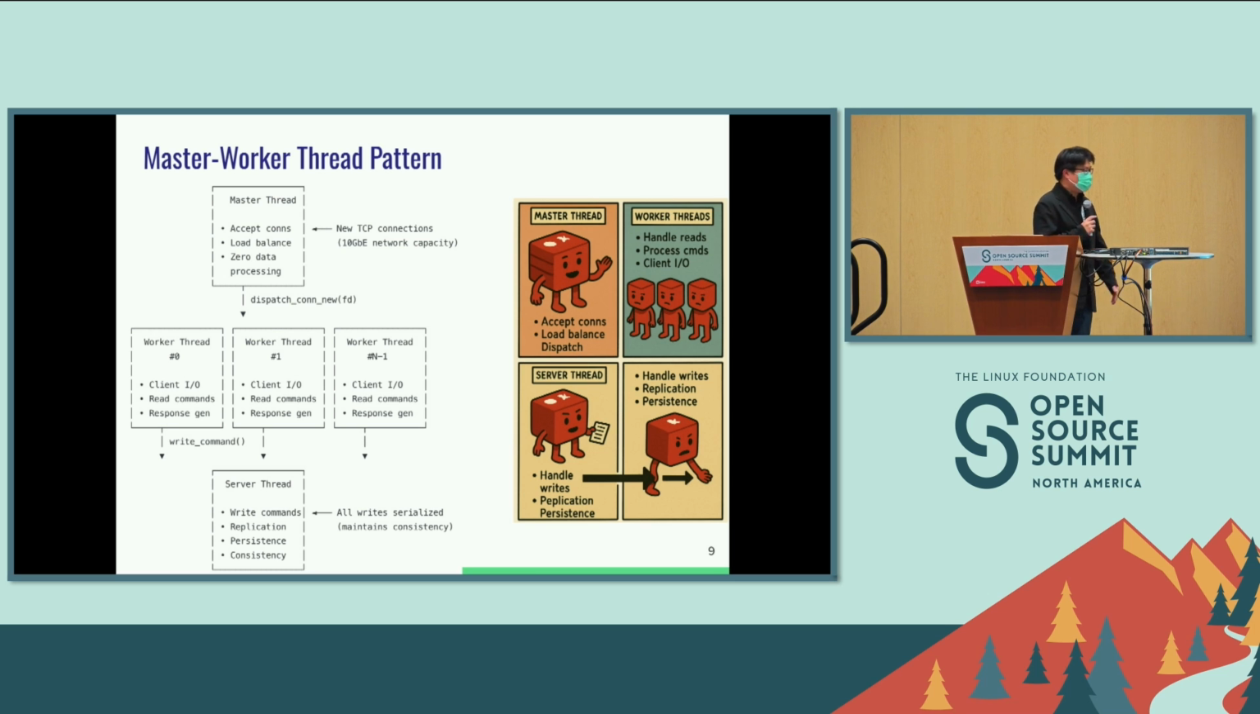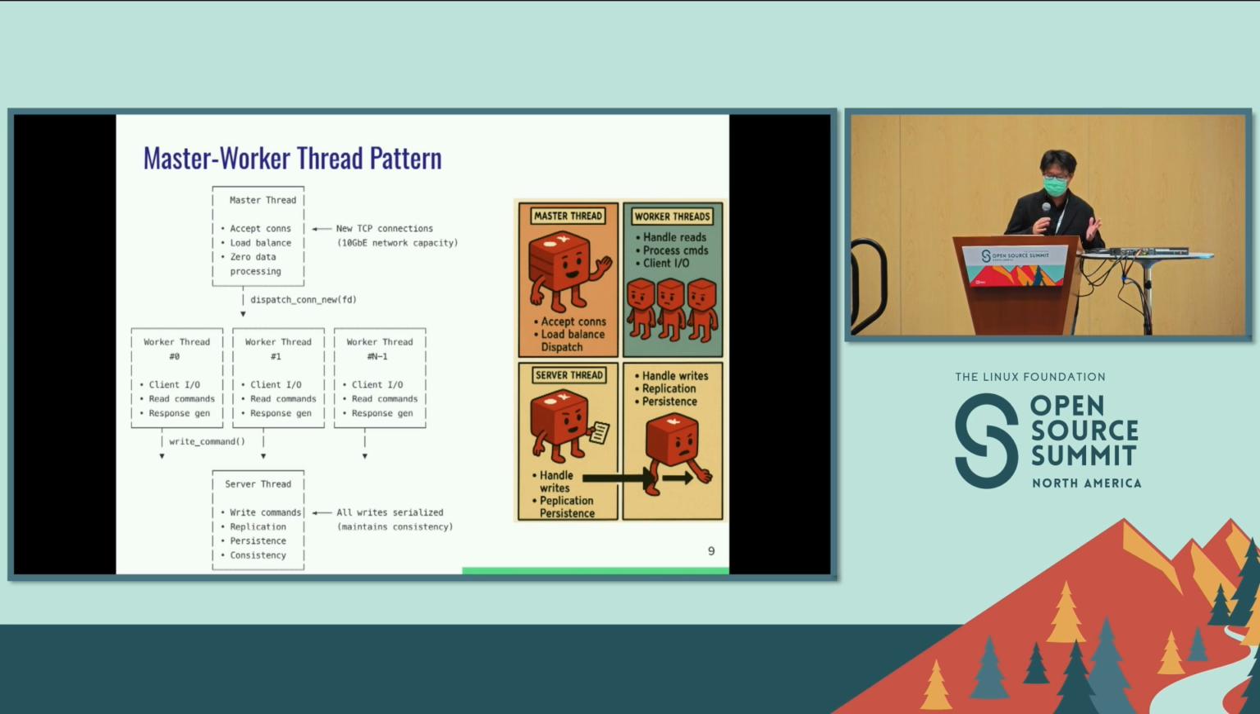So initially, we have the TCP connection. Here, we accept the connection, and we can do load balancing. Then we try to dispatch the connection to the worker thread. Here, we can have several worker threads which are in charge of the client I/O. Everything in the worker thread is almost write operation.